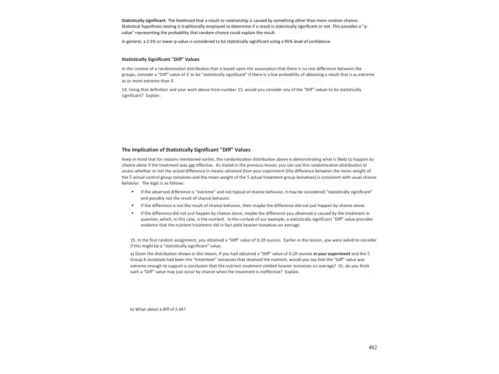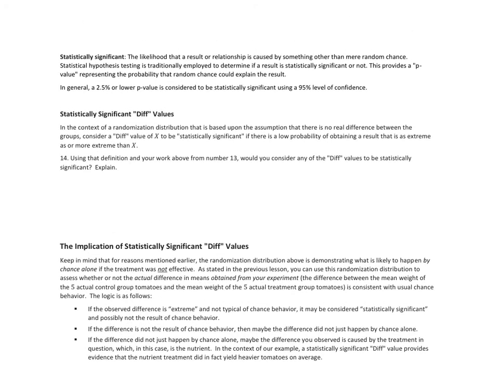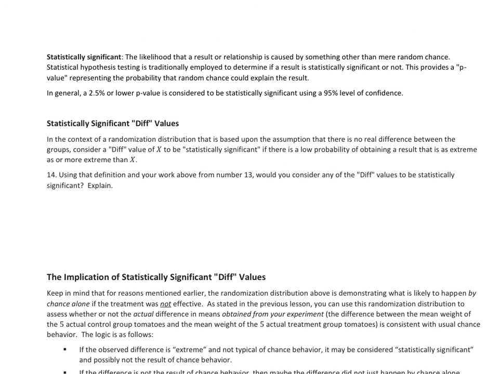So the last thing we want to talk about is how do you state statistical significance? And there is a rule of thumb. If you get a p-value of 2.5% or less, that's usually something that is rare and considered statistically significant. So would any of the diff values from number 13 be statistically significant? Let me just erase this because I made a silly mistake. The only one that seemed really low was the one with the 2.44.